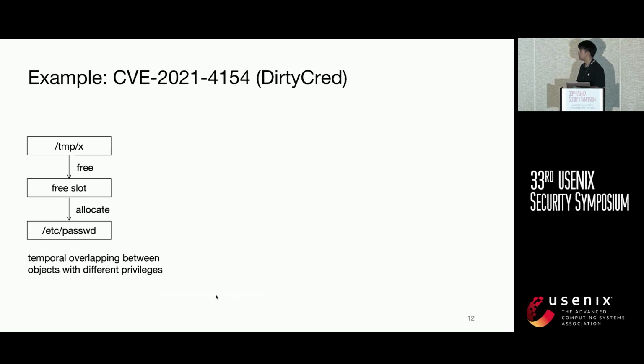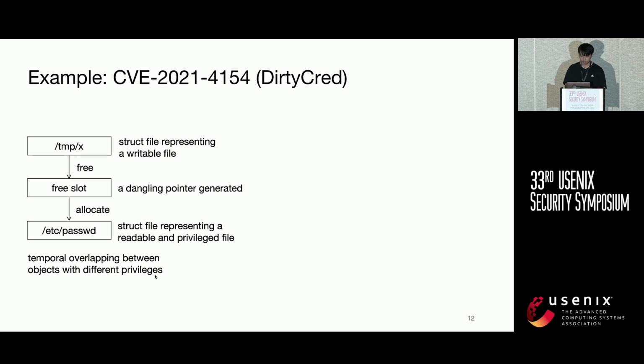And we have an example. It's actually Dirty Cred, which is a use-after-free. The nature is temporal overlapping between objects with different privileges. Here is a struct file representing a readable file. We free this file, with a dangling pointer generated, and then allocate a struct file representing a readable and privileged file.